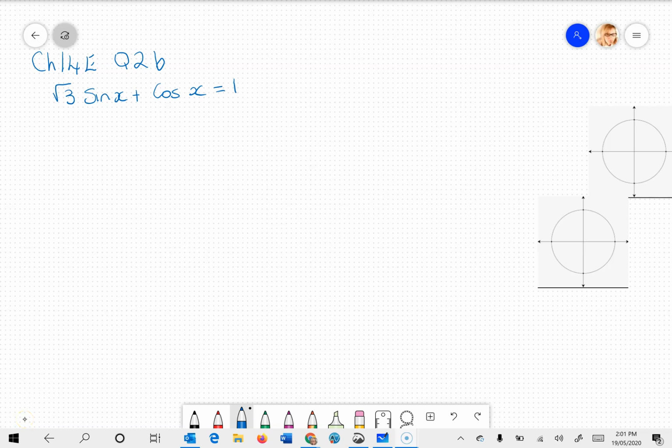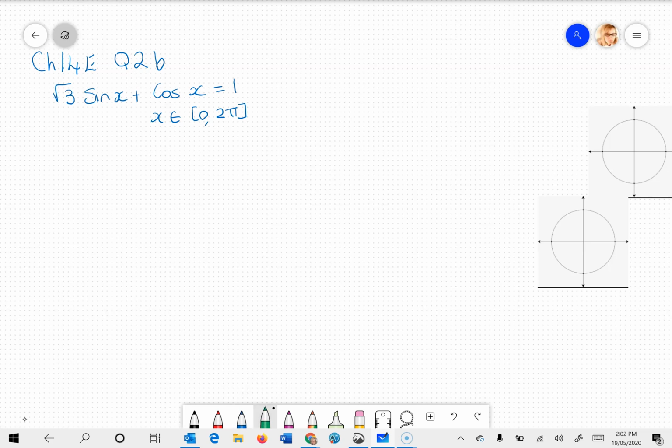Okay, here we go. 14e, 2b. We've got root 3 sine x plus cos x equals 1, and you're asked to solve this for x between 0 and 2 pi inclusive, which means you've got to remember you keep your endpoints. So let's have a look.